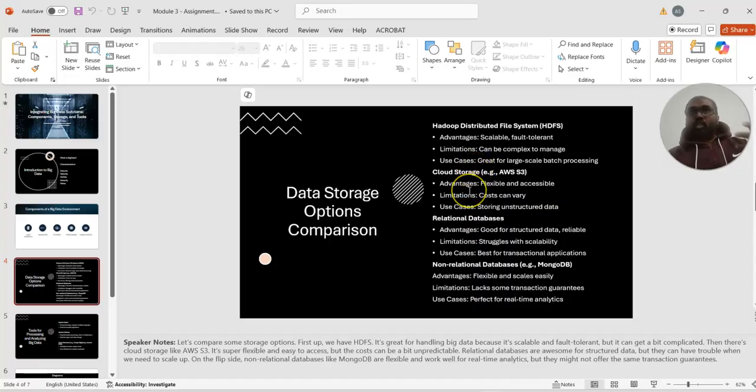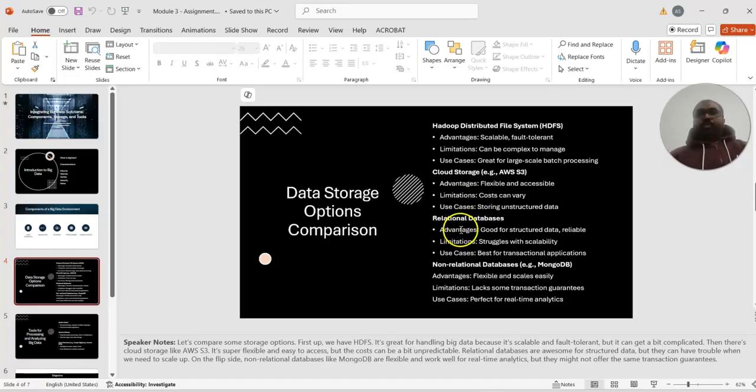The second is cloud storage, which is AWS. This is flexible, but the cost is the major problem here. It depends on how we are using the data. The cost will increase as the data increases.